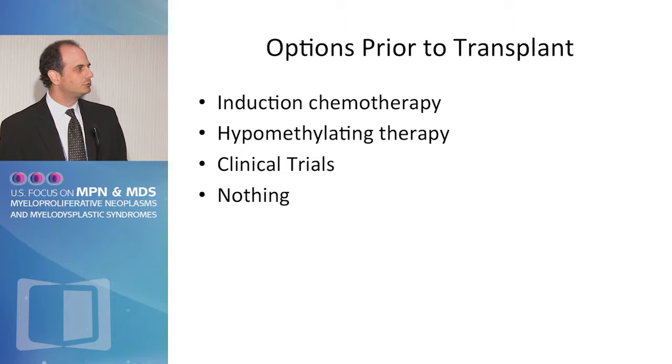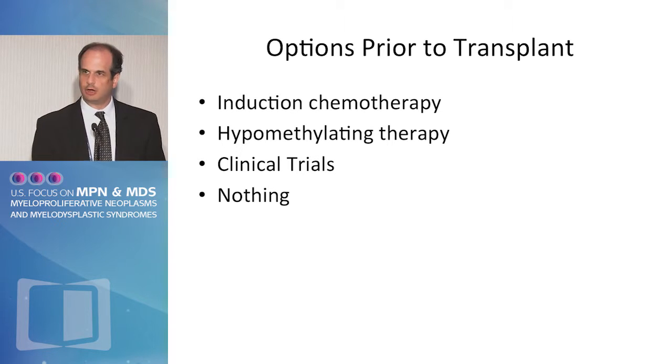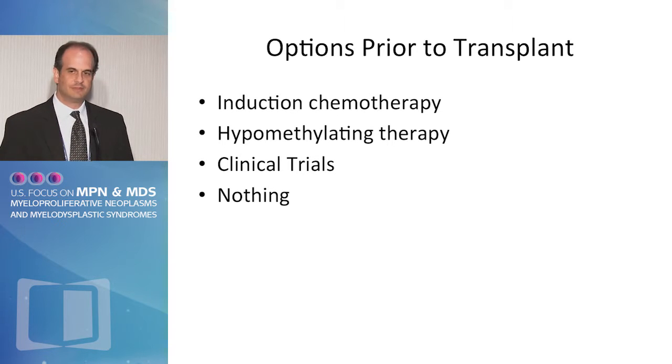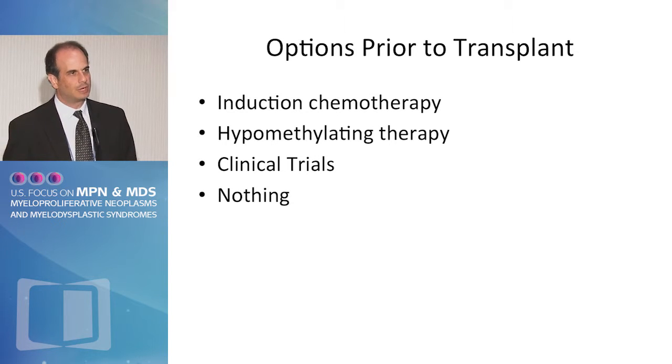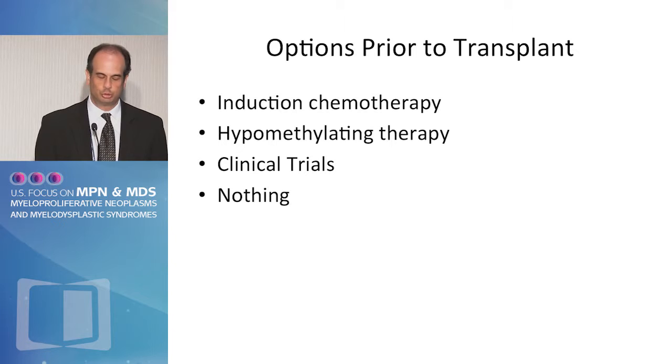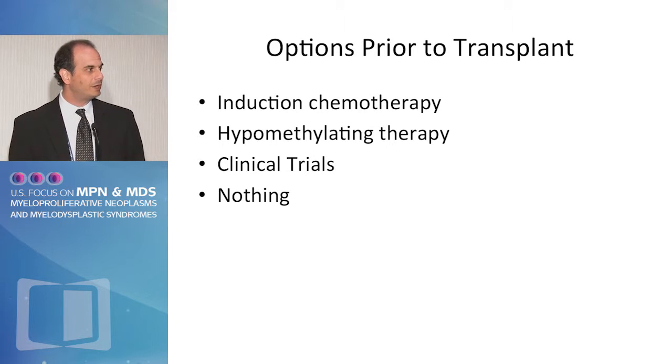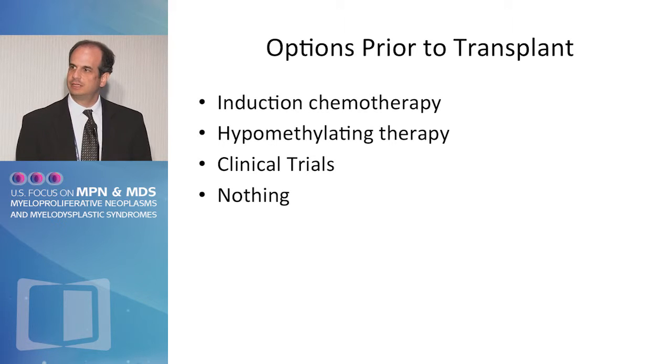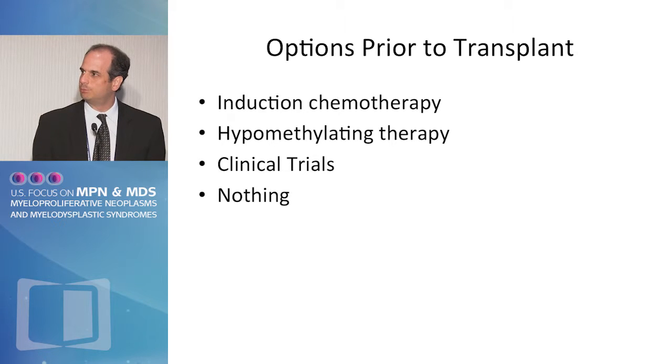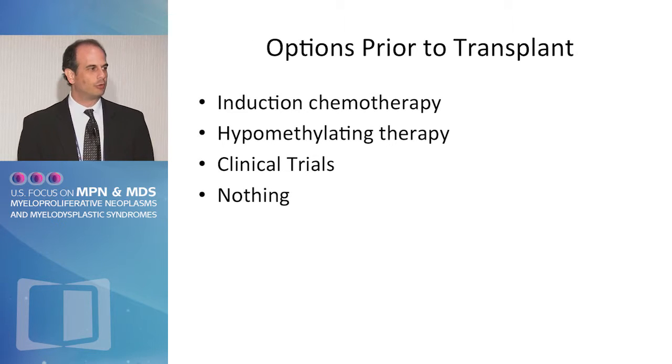So what are our options prior to transplantation? They are listed here. We have induction chemotherapy. We have the hypomethylating agents, clinical trials, which we all should be pushing our patients towards, and then, quite frankly, nothing, which I think is a very viable option in this disease for the right patient.